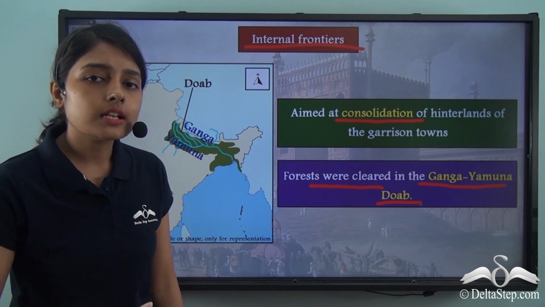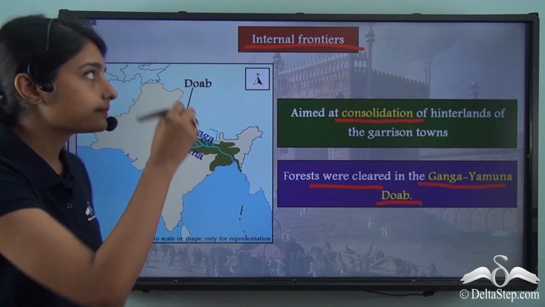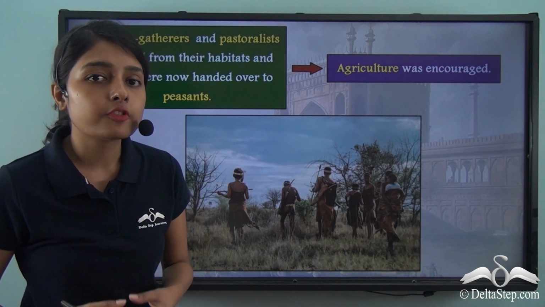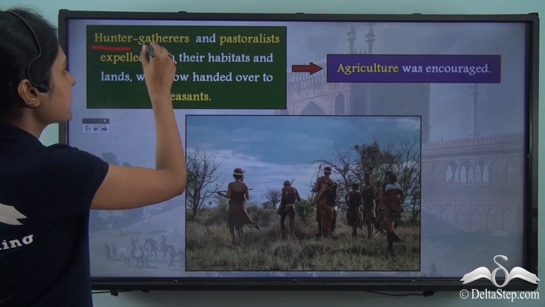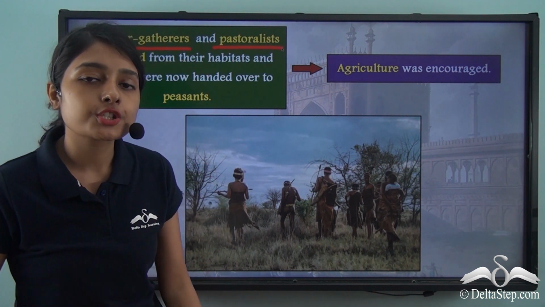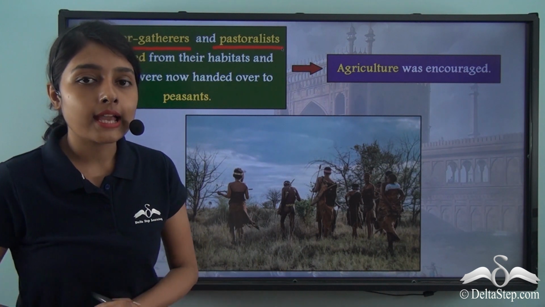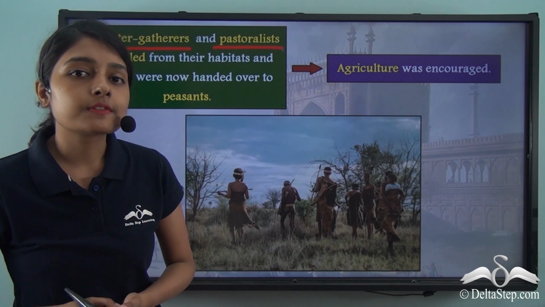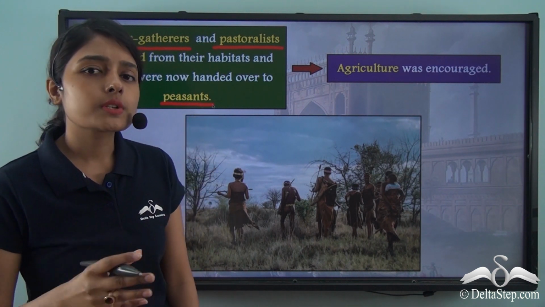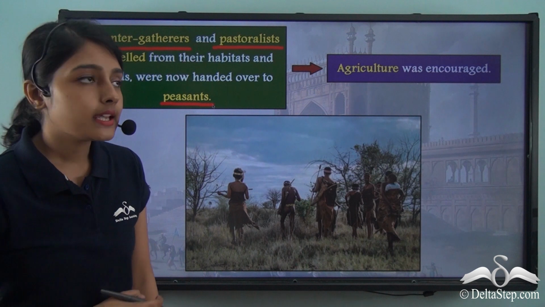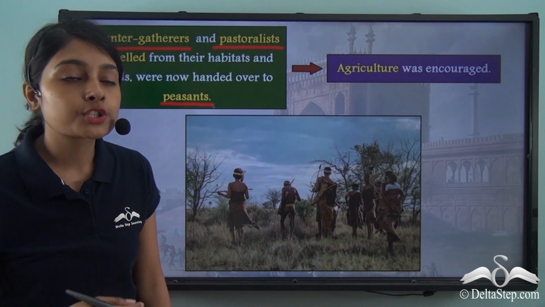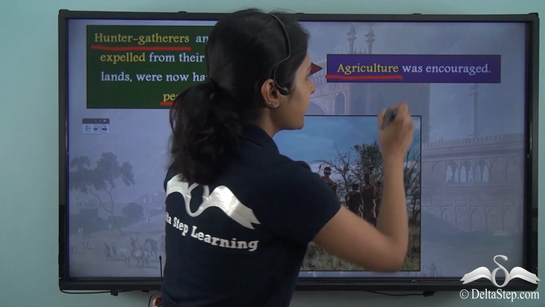Now what was the result of the clearing of the forests? Because the forests in the Ganga Yamuna Doab were cleared, the hunter-gatherers and pastoralists who had been living there for centuries were expelled from their lands. And these lands were now given over to peasants. Now what was the purpose behind this? This entire internal expansion was meant to encourage agriculture.